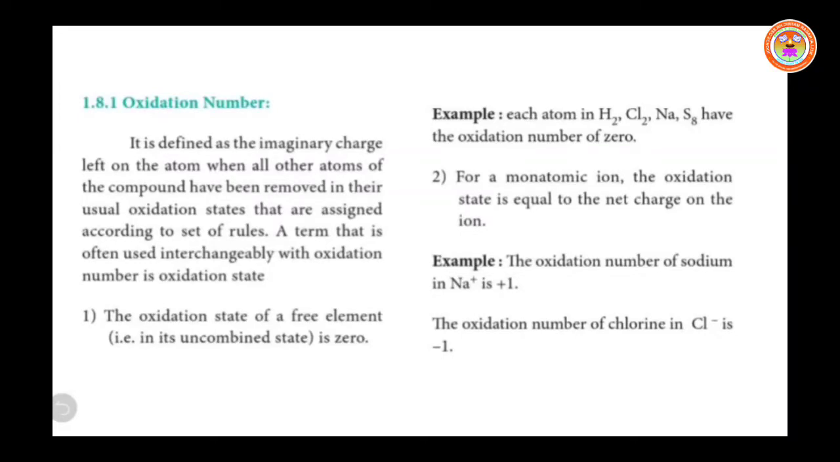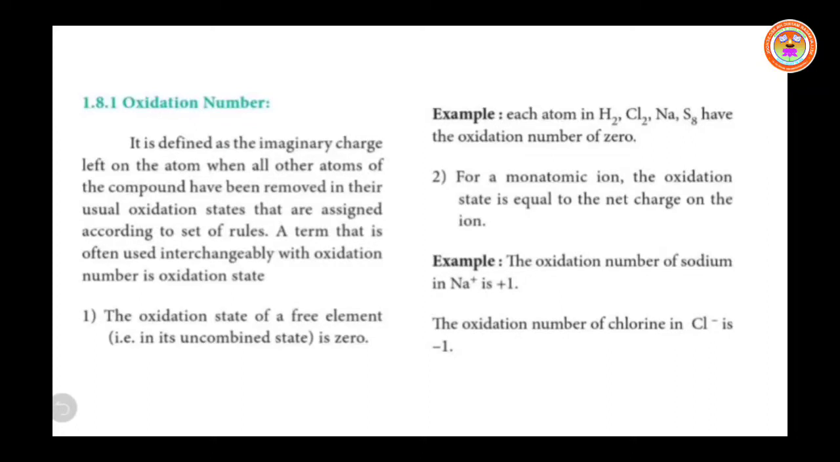So, what is oxidation number? It is defined as the imaginary charge left on the atom when all other atoms of the compound have been removed in their usual oxidation states. Oxidation number or oxidation state. Okay, children, it is defined as the imaginary charge left on the atom when all other atoms of the compound have been removed in their usual oxidation states.